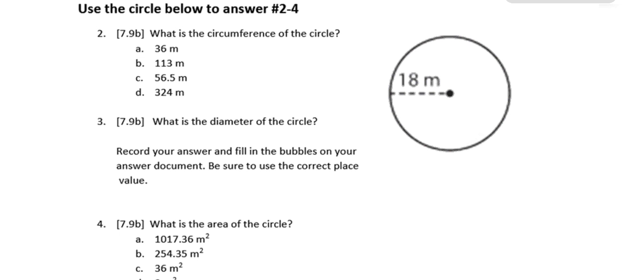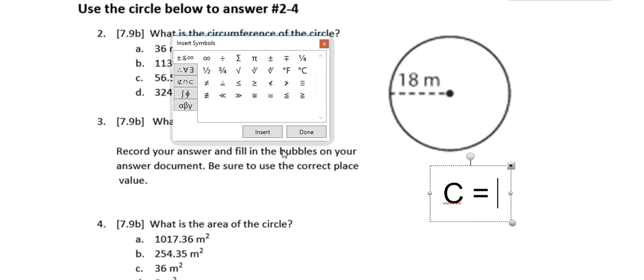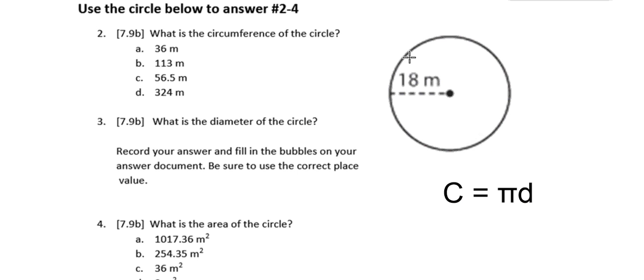Okay, questions 2, 3, and 4 go together. It is using the same shape over here to the side to find circumference, diameter, and area. Let's start with circumference. So the formula for circumference is C equals pi times the diameter. Well, this is the radius. So the first thing I need to do is multiply that by 2. Let me see if I can draw a line pretty quickly here.